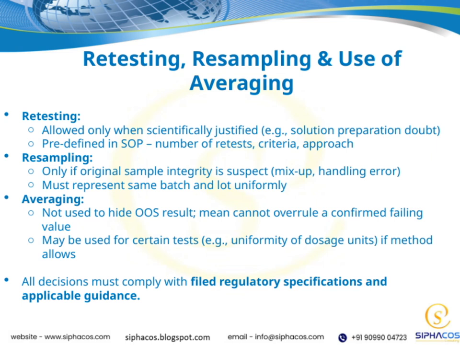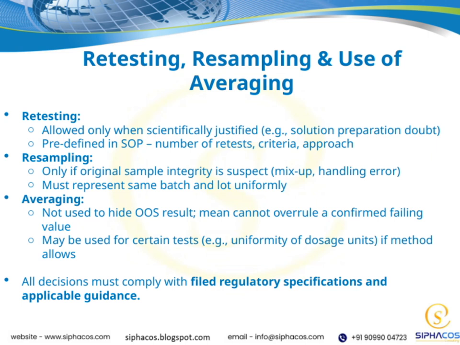It's important to remember that this process must be predefined in the SOP, including the number of retests, the criteria for deciding if a retest is needed, and the overall approach. Moving on to resampling, this is only appropriate if there's a suspicion that the original sample's integrity has been compromised, perhaps due to a mix-up or handling error. When resampling, the sample must accurately represent the same batch and lot, and it should be uniform across the sample.